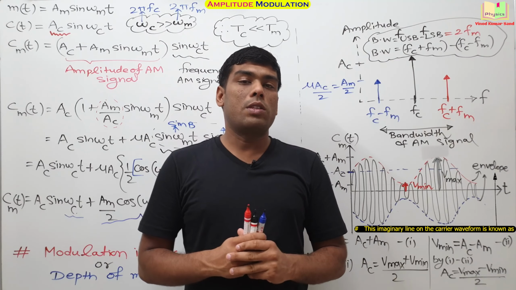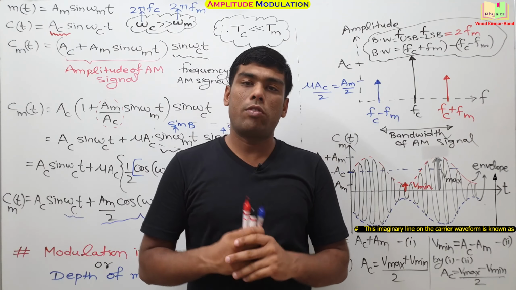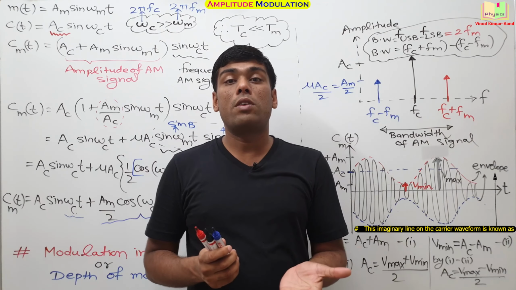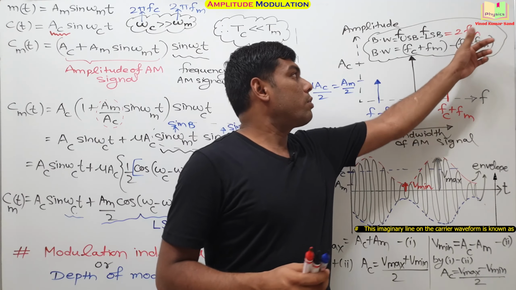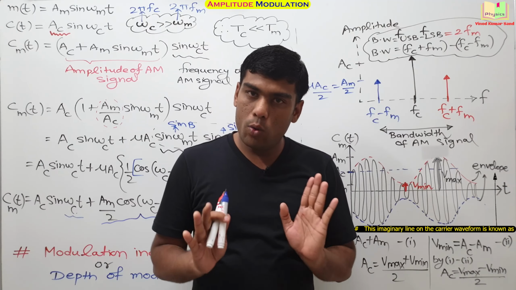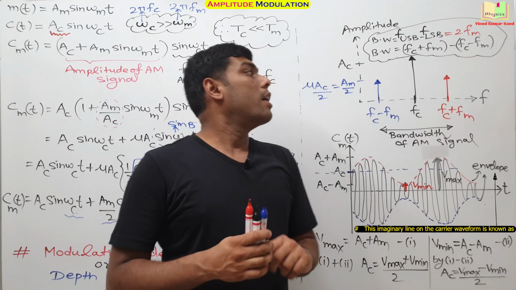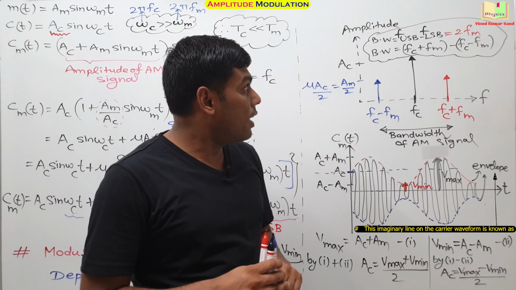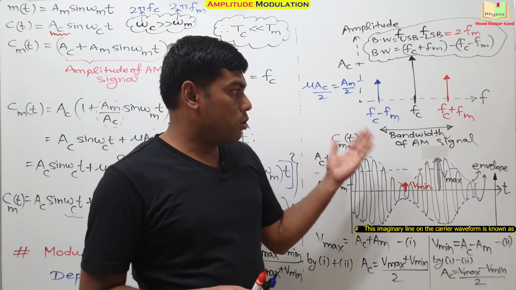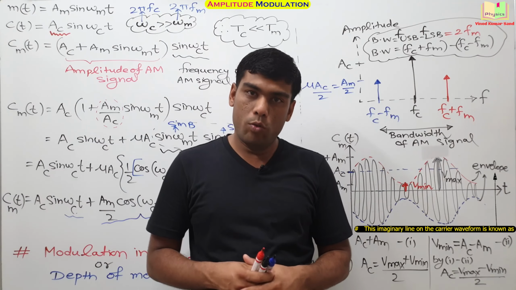Suppose the frequency of the message signal is 5 kilohertz. Then how much is the bandwidth of the AM signal? 2 into 5 kilohertz means 10 kilohertz. Is it okay? This is nice information. You should note it down, and then we'll go further.